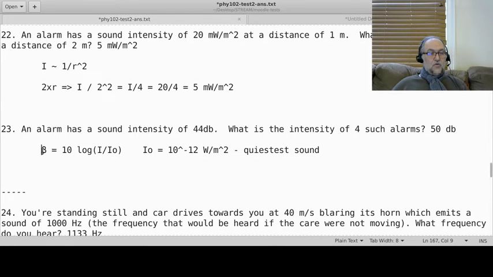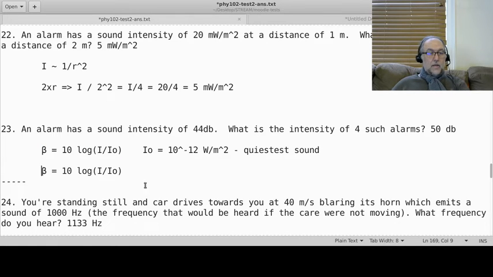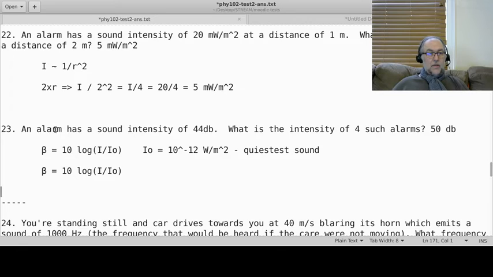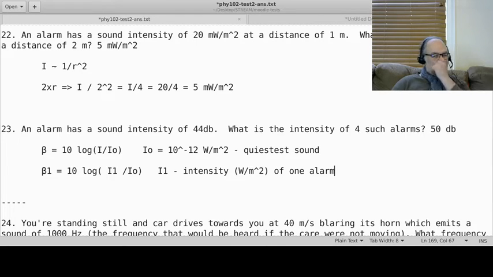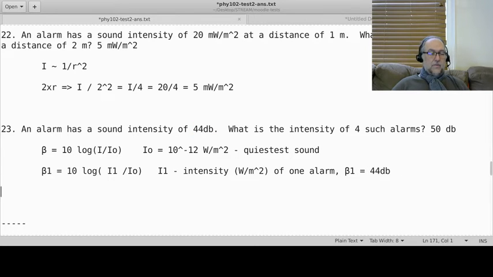So now we could just take this equation here and say, okay, well, if this is true for one alarm, so let's say beta 1 here is equal to the formula with I1. Let me just isolate that. What's this I1? I1 is the intensity in watts per meter squared of one alarm. And beta 1, that's the intensity of one alarm, but in decibels, and I gave you that. It's 44 decibels.